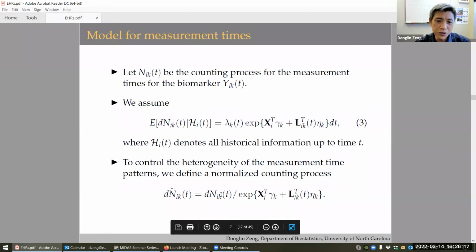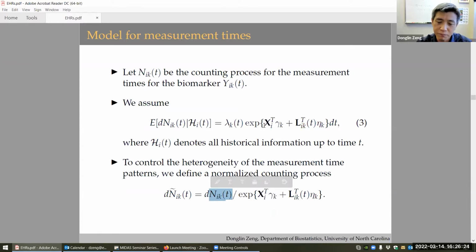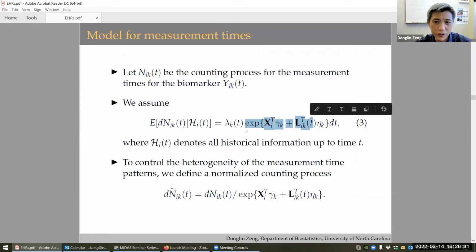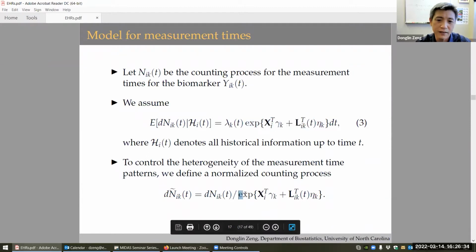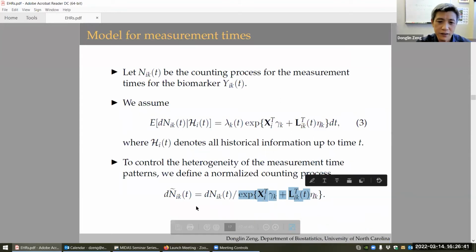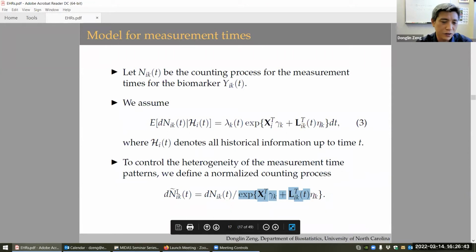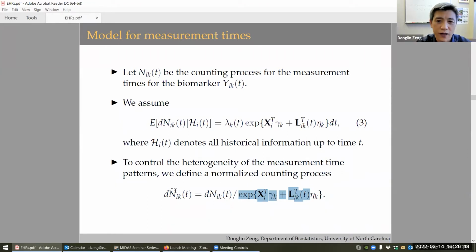You can see the original time measurement process is this dN_ik(t), right? And we know this dN_ik(t) depends on this term. This term causes a difference between patients and a difference between biomarkers. So what we do is just divide this term out of dN_ik(t). So it's like a normalization. Because you can imagine, once you divide by this term, you get a new process, which I call the new time measurement process. It's going to be independent of X and independent of biomarker history.